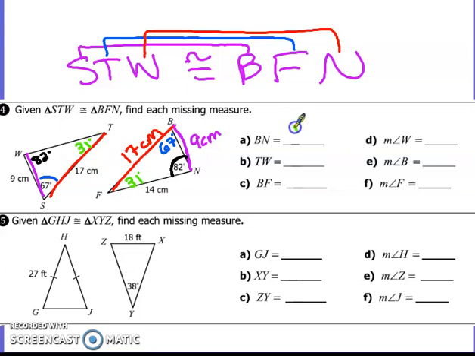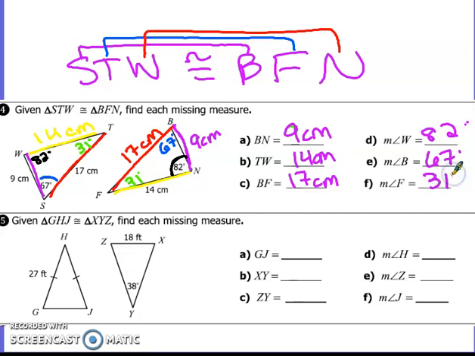If I look, BN is 9 centimeters. TW is 14 centimeters because TW, I missed one side, corresponds with NF, which is also 14 centimeters. BF is 17 centimeters. Angle W is 82 degrees, not centimeters. Angle B is 67 degrees, and angle F is 31 degrees. If you need to use different colors to be able to do this, use different colors. But make sure you fill in everything you know that corresponds, and use that congruency statement.